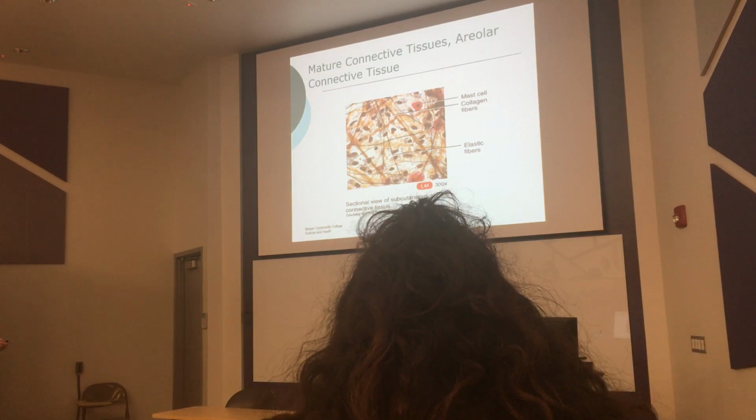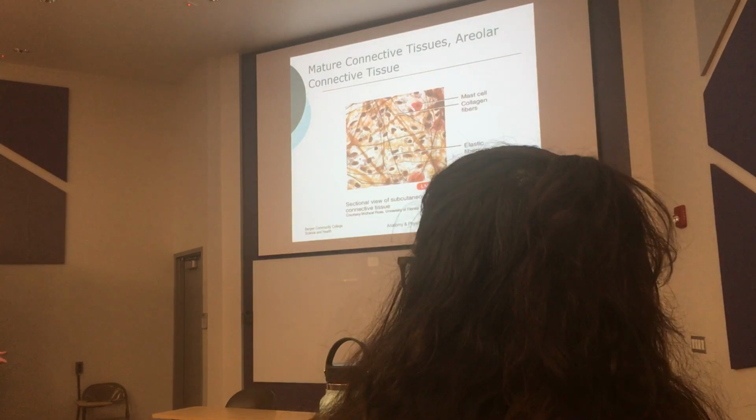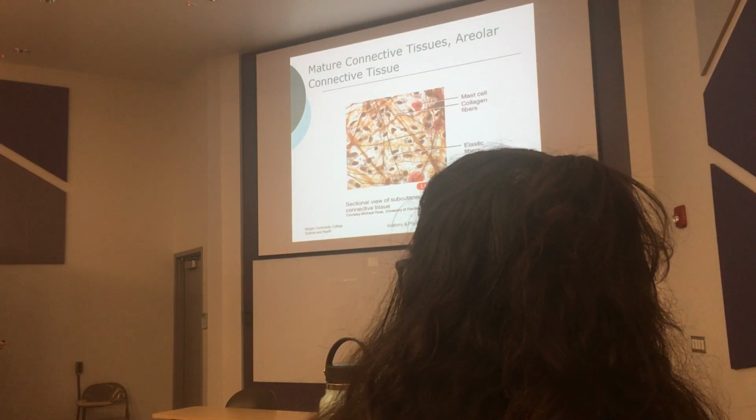The big red cells are mast cells. I'm not going to label anything, but this is what it looks like. So you can see all these different tissues are going to look a lot different.